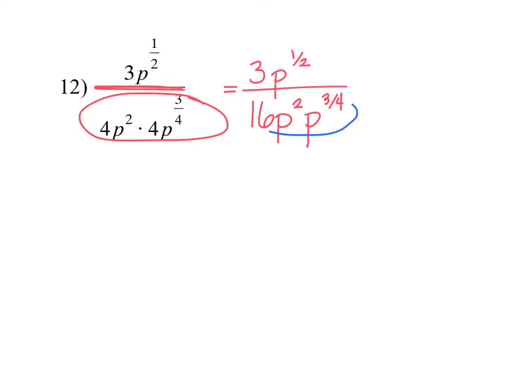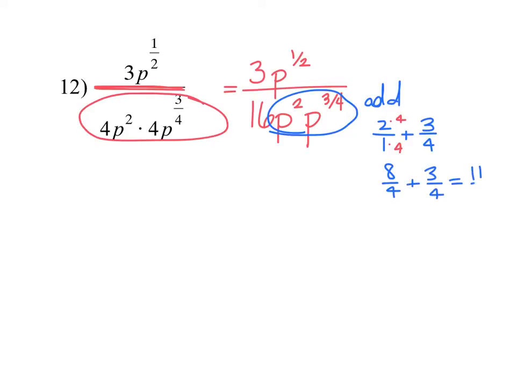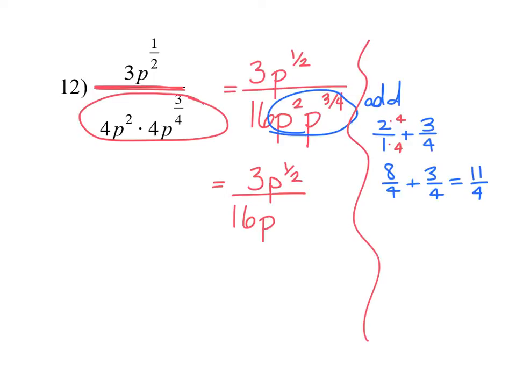So now I need to work this out, which means I need to add because that's a multiplication problem. So 2 over 1 plus 3 over 4. I need like denominators, which is going to give me 8 over 4 plus 3 over 4. That's 11 over 4. So my original problem has now become, I'll just work down here, this is my kind of fraction work off to the side, 3p to the 1/2 over 16p to the 11 over 4.